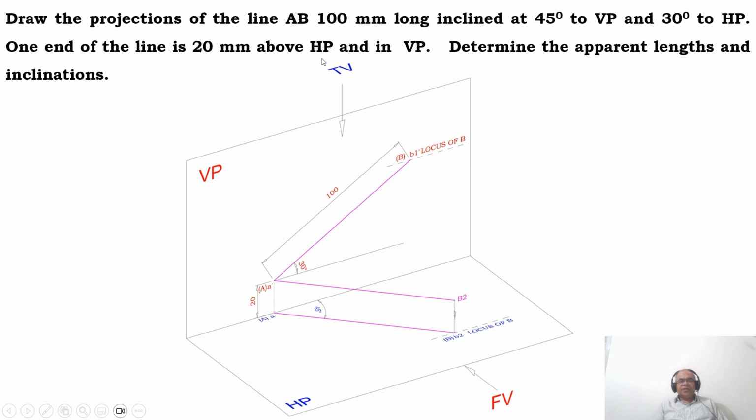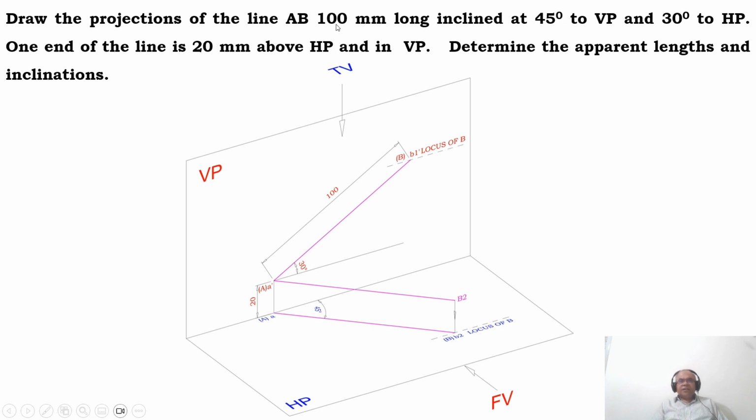The distance above HP can be seen in VP. So when you want to see the image in VP, from where should I look? I should look from the front view. When you look from the front view, you can see the point A is above HP by 20 mm. And when you look from the top view, the point is on the XY line, because it is in VP. So, above HP and in VP.